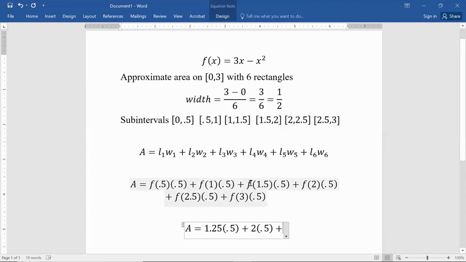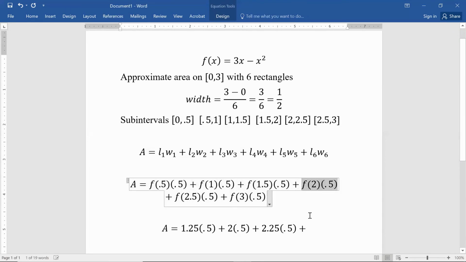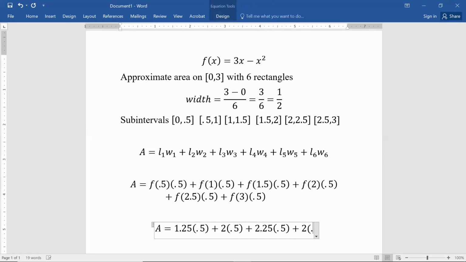My third rectangle, f of 1.5. We take 3 times 1.5 minus 1.5 squared, and you'll get 2.25 as your output. That fourth rectangle has height of 2. When you plug in 3 times 2 minus 2 squared, that should give me a 2, 6 minus 4.